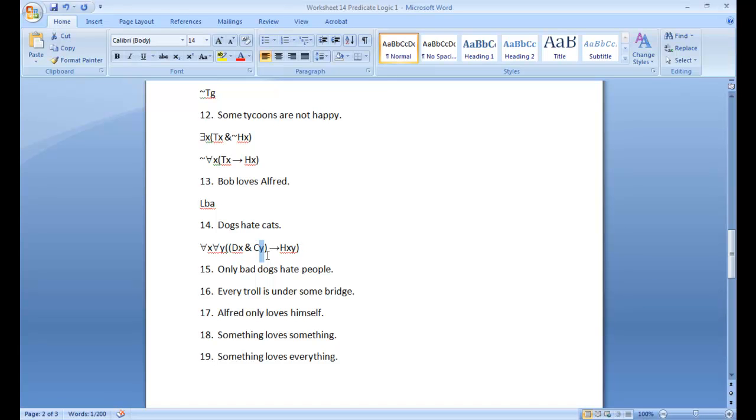So X, Y, and X hating Y. So again, read it. For all X and for all Y, if X is a dog and Y is a cat, then X hates Y. If I change the order here, for all X and for all Y, if X is a dog and Y is a cat, then Y hates X. That would say cats hate dogs. Okay? So that takes us just to another level of comprehension where we realize that quantifiers can be stacked up, and we can introduce more than one variable, and we can relate those variables together.